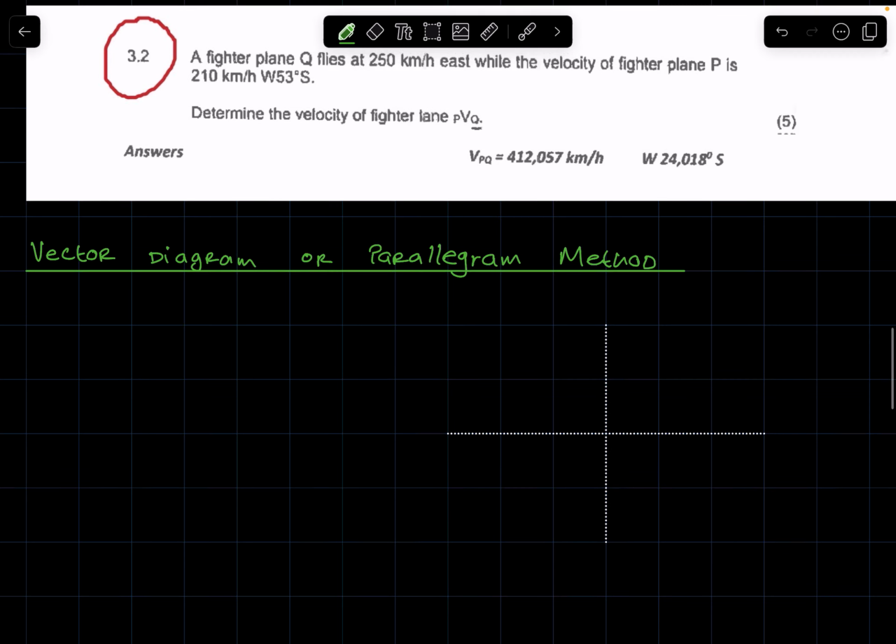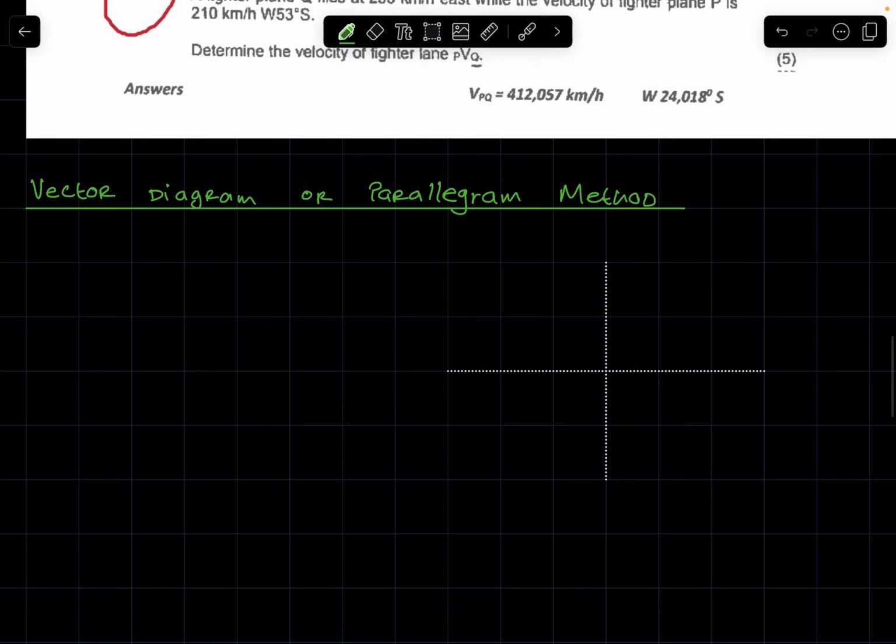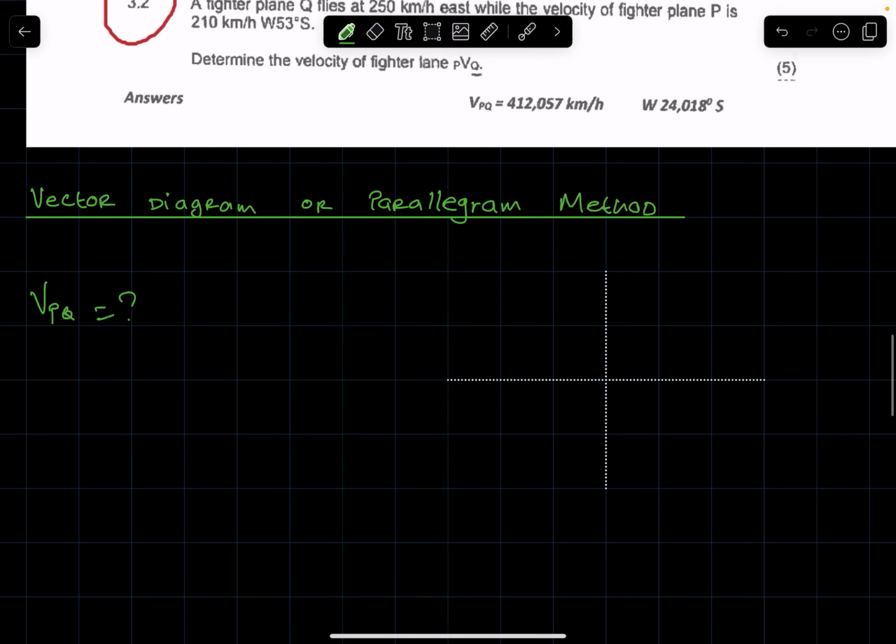So with relative velocity, that's the first thing you establish: which are you going to take as the object, and which you are going to take as the frame of reference. So what are we looking for? We are looking for the velocity of P relative to Q. Velocity of P relative to Q, meaning that P is the object, Q is the frame of reference. How does that help us?